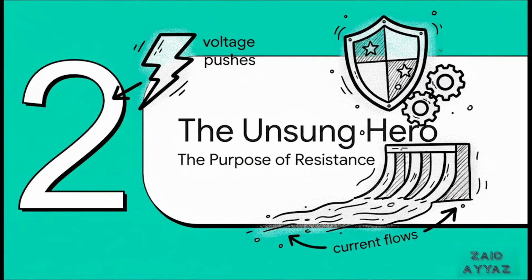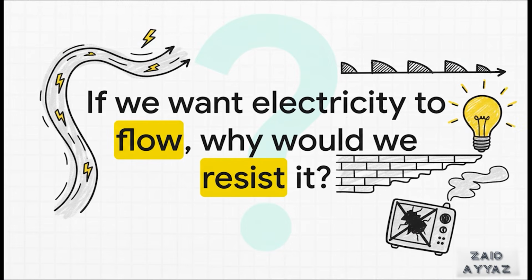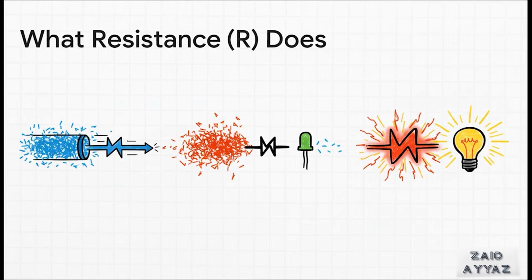Okay, so we've got voltage doing the pushing and current doing the flowing. What stops everything from just running wild? Let's talk about the unsung hero of every single circuit out there: resistance. It sounds completely backwards, doesn't it? It's like, why would you build a brand new highway and then just cover it with speed bumps? But you'll see that without resistance, electricity would be totally useless and honestly pretty dangerous. And this is the big takeaway, right? Resistance isn't the bad guy, it's a tool.